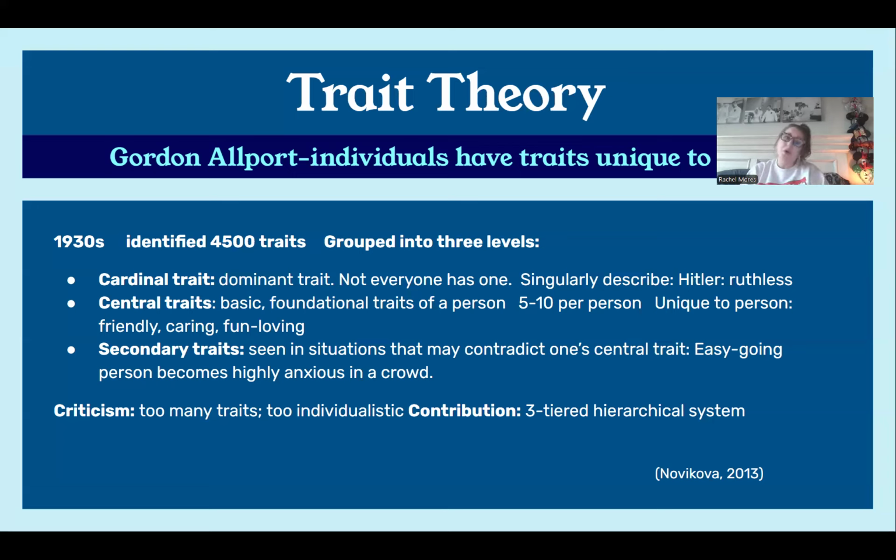His work was criticized because there were too many traits. Again, he had 4,500, so there were too many traits and it was too individualistic. The contribution that he did provide, though, was the 3-tiered hierarchical system.